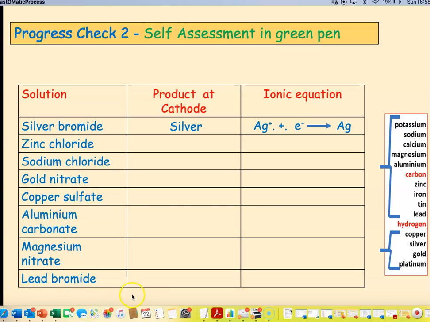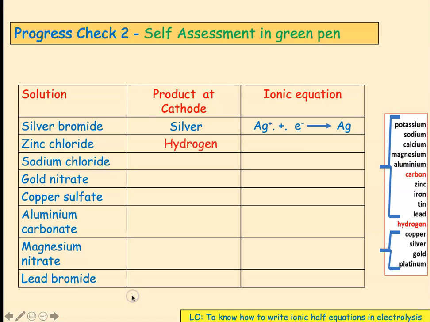Okay, welcome back. Zinc chloride. Well, zinc is above hydrogen, so therefore we're going to make hydrogen gas. And the ionic equation for making hydrogen is 2H+ + 2 electrons give us H2. Sodium chloride. Sodium is above hydrogen, so we're going to make hydrogen. The ionic equation, again, 2H+ + 2 electrons give us H2.